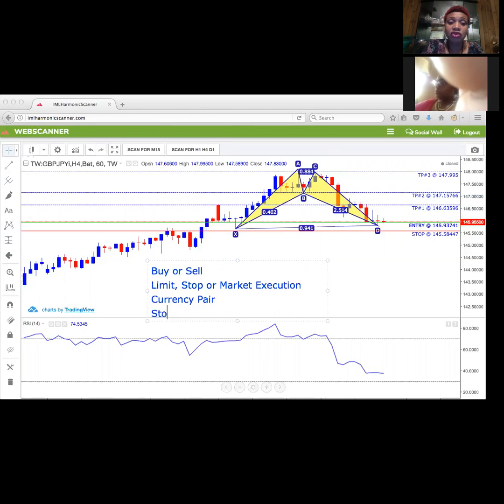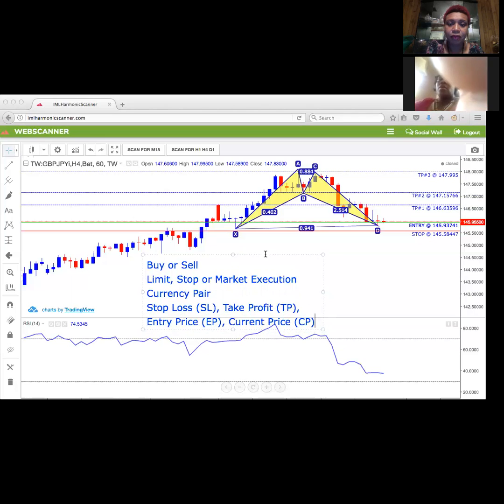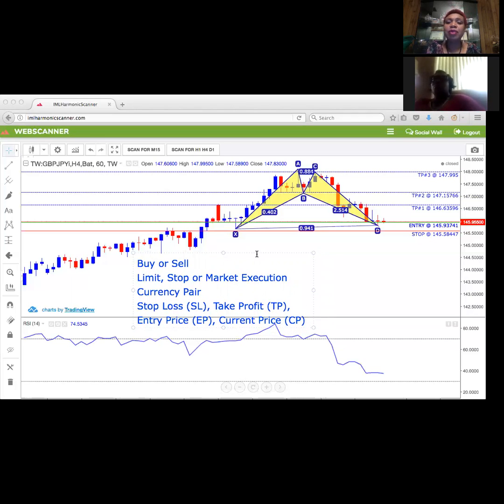Then you need to know your stop loss or SL, take profit or TP, your entry price or EP, and your current price or CP. Okay. So these are pieces of information that we need.